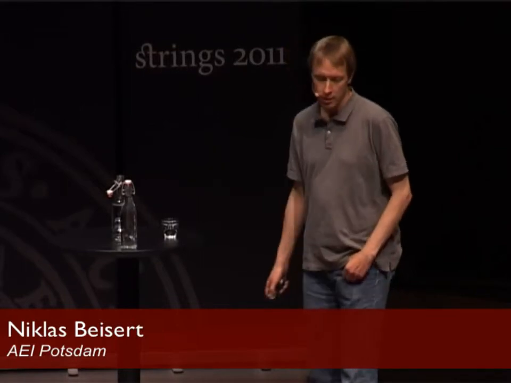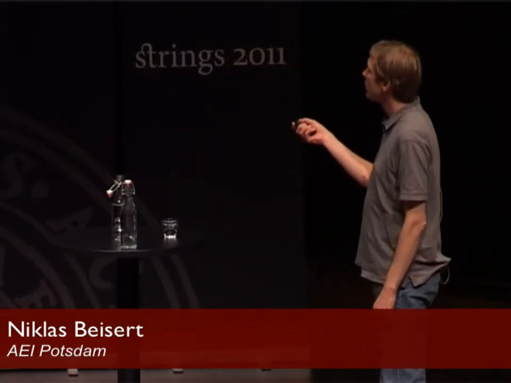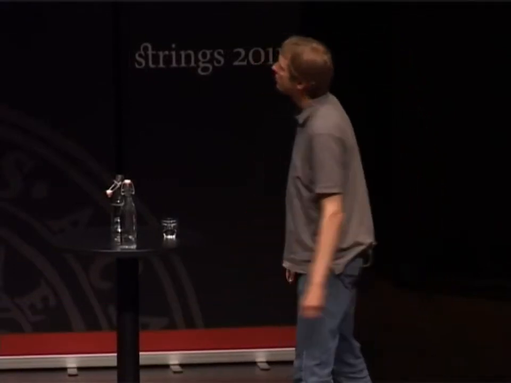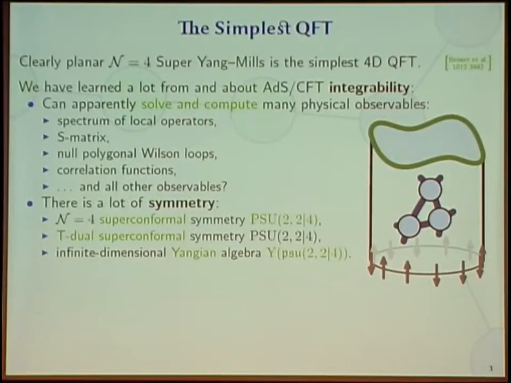And that's not just a coincidence that we can do it, but the reason for that is very likely symmetry. So it's known that N=4 super Yang-Mills has superconformal symmetry. A few years back, another superconformal symmetry has been observed in the planar limit, namely this T-dual superconformal symmetry. And if one takes these two symmetries, which are not the same, together, one obtains a very big symmetry, namely an infinite dimensional symmetry by the name of a Yangian algebra that governs this model and helps to solve it.